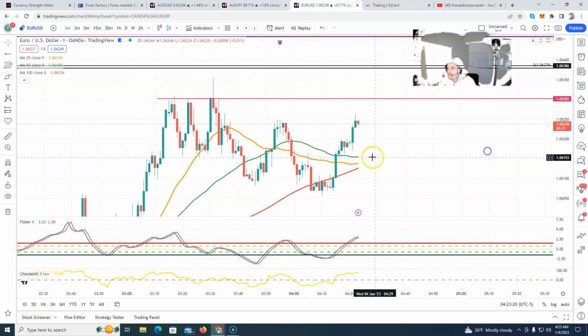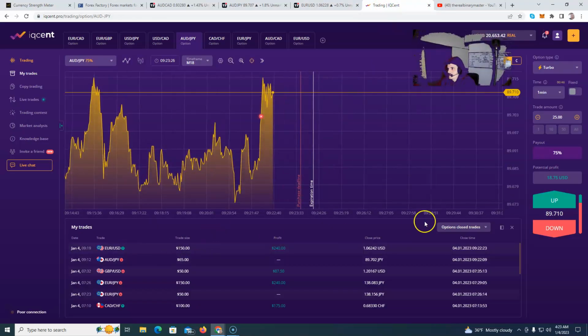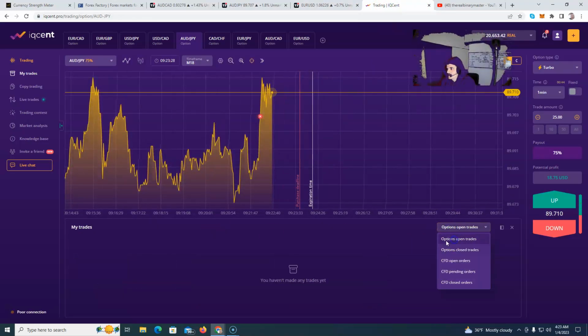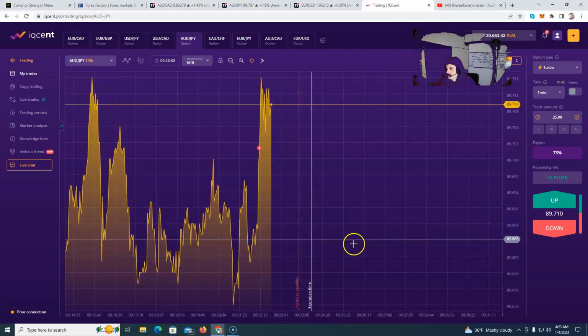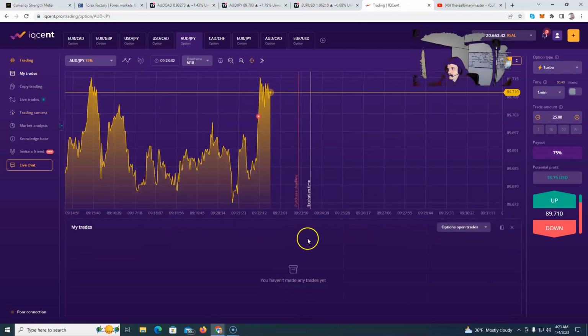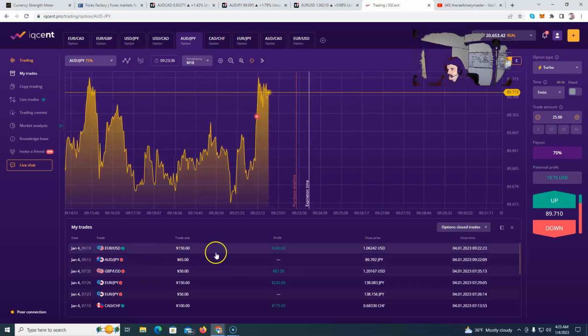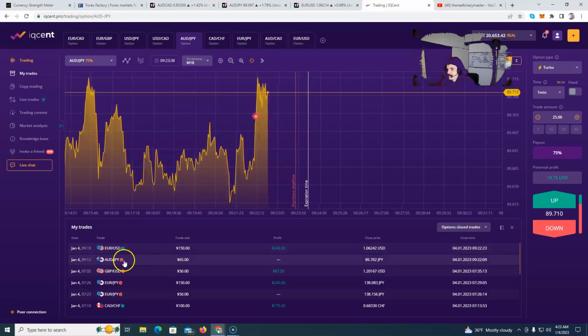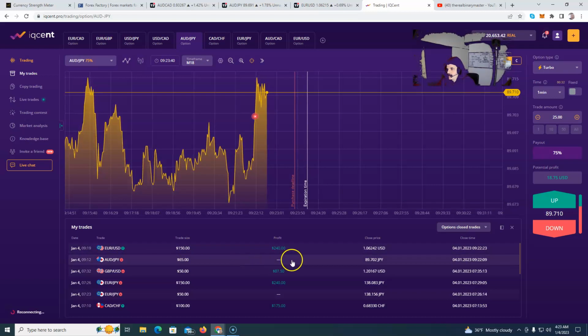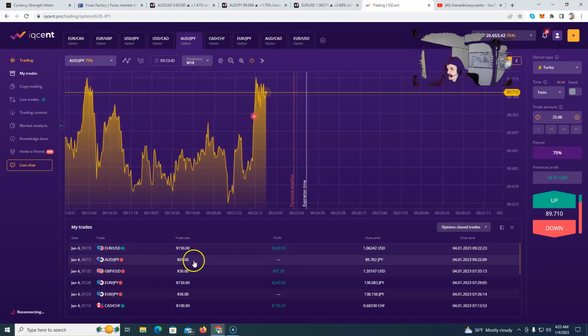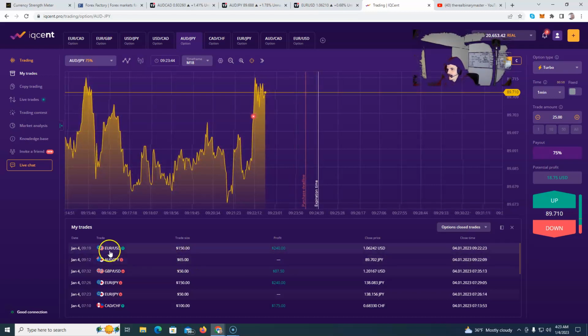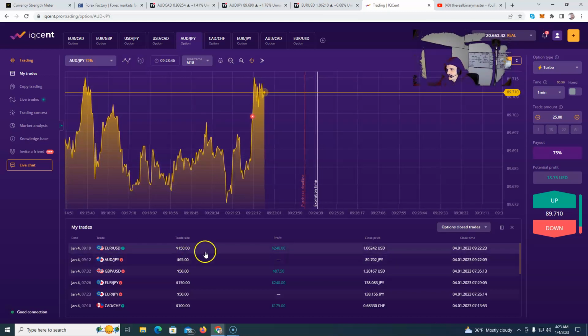Euro USD looks good. Let's see what's going on with Euro USD. Okay, so Euro USD, as you see here. On our first entry, JPY, we lost $65. However, on our next entry, Euro USD, we risked $150.